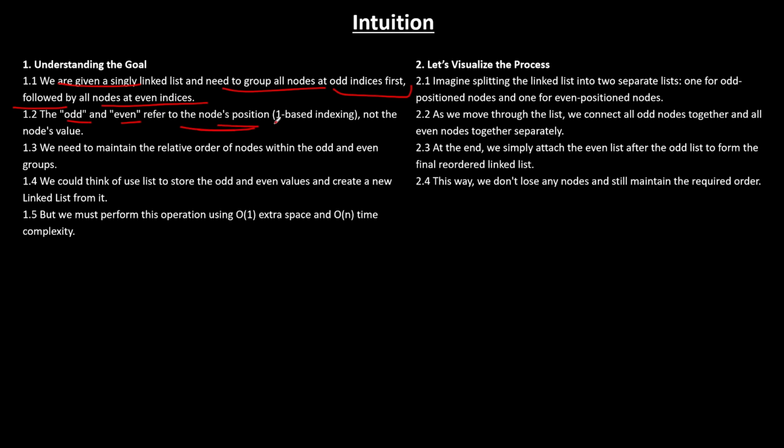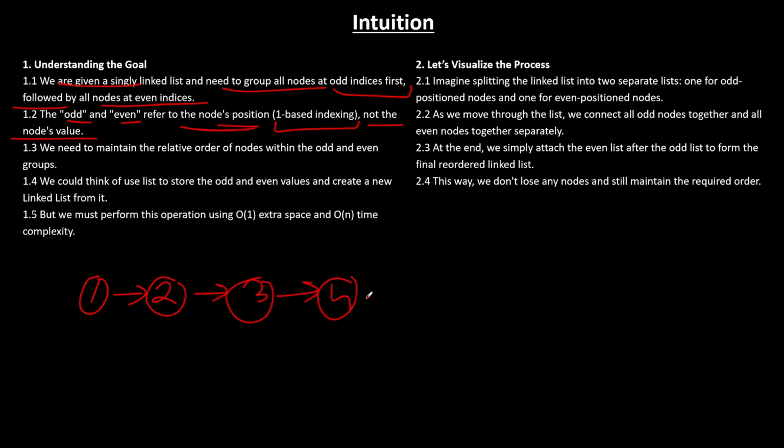Please keep that in mind. It is index based indexing, not the node's value, right? Okay, let's make something here: 1, 2, 3, 4, then 5, then 6. Fine. Now we need to maintain the relative order of the nodes within the odd and even groups. We have to maintain the relative order also.